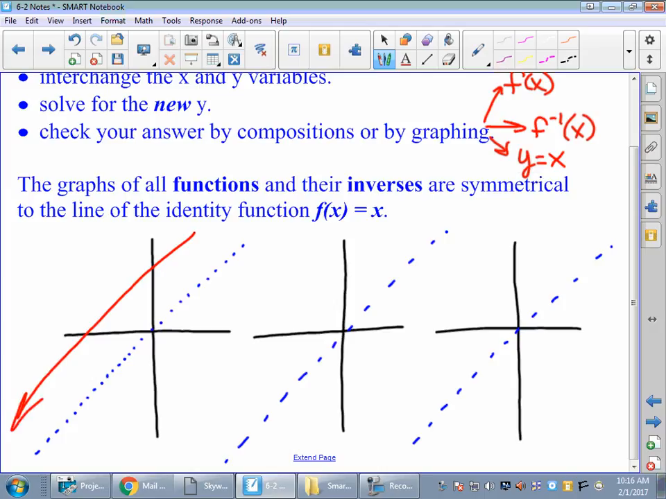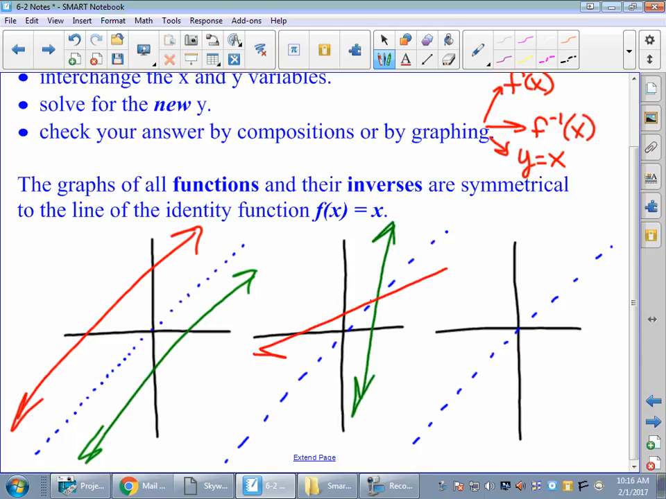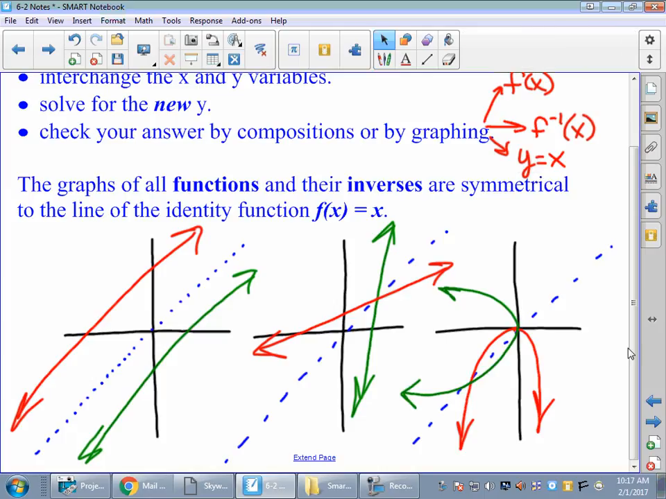So maybe we have a function here and the inverse here. That may happen where they're parallel. And then if you fold on the blue identity, they're symmetrical. You might have one function here, and then the identity is intersecting here. But again, the identity is symmetrical. You can even have it where it's not even a line and the values still hold true. So I'm just showing you a sketch of a quadratic and its inverse. The identity still cuts it in half.